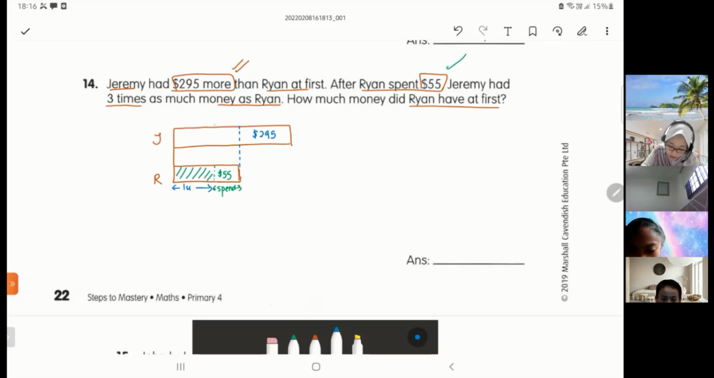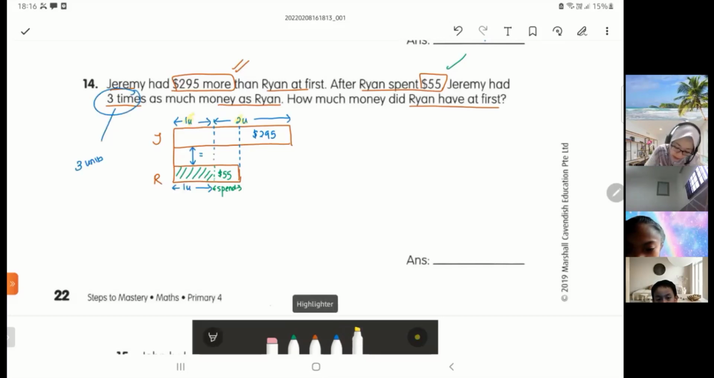Okay, so which means this is also my 1 unit. Can you see that they are the same? These two. Okay, then the balance here will be the balance of 2 units. Why must I say 2 units? Because Jeremy has 3 times. 3 times is also known as 3 units. So Jeremy must have 3 units. So 1 unit plus 2 units is 3 units. Get it? Okay, so I have that ready.